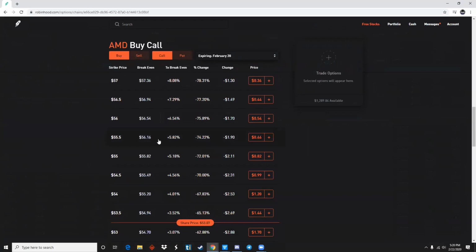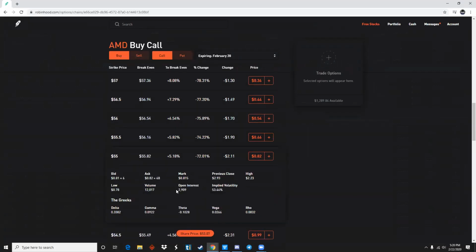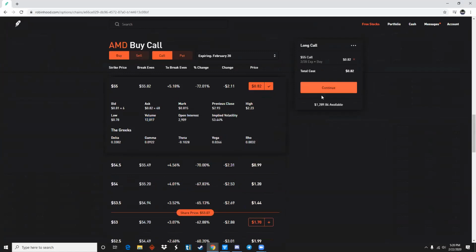and you're going to be betting, okay, well, I'm just going to pick a $55 strike. There's 2,000 in open interest, lots of volume, 12,000 contracts have been sold. It's 82 cents. I'm going to go ahead and hit the plus sign, hit order. Let's say I'm going to grab 10 contracts. 10 contracts would cost me $820, which replicates 1,000 shares of AMD at $55 a share.